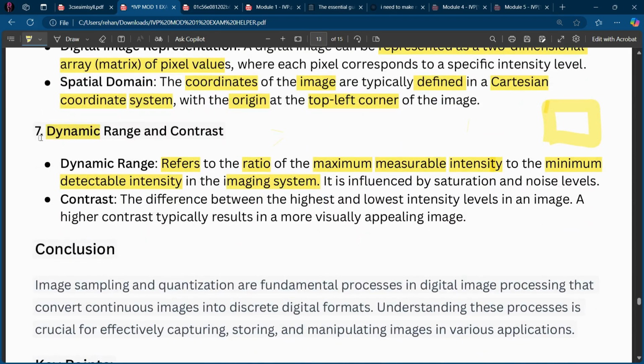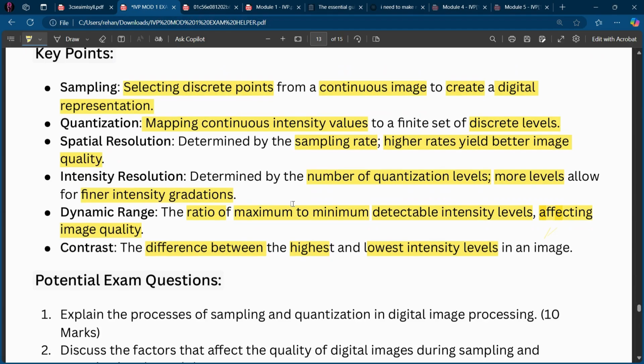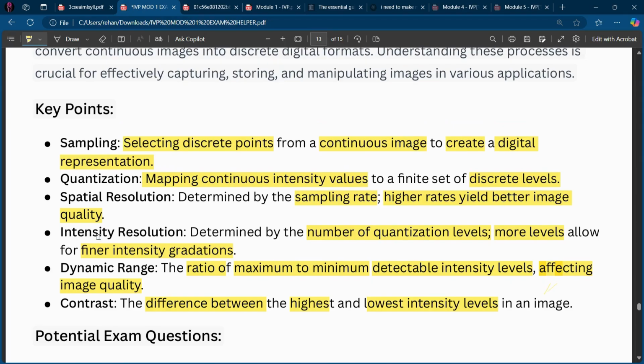Dynamic range and contrast: the dynamic range is the ratio of maximum measurable intensity to minimum detectable intensity, which affects image quality. To summarize: sampling is selecting discrete points from a continuous image to create a digital representation. Quantization maps continuous intensity values to a finite set of discrete levels. Higher sampling rate means higher spatial resolution, and more quantization levels mean finer intensity gradations.